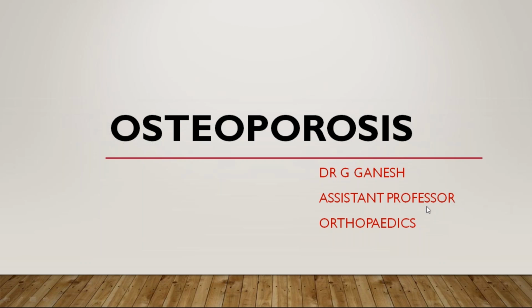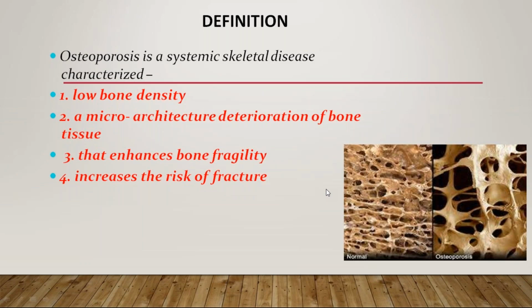Today's topic is osteoporosis. What is osteoporosis? Exactly, osteo means bone, and porosis means porous. Normally the bone is a compact structure. The mineral inside the cortex and in the matrix, everything will be trabecular, in a tight compartment. But what happens in osteoporosis?